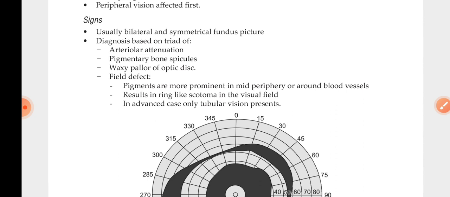Diagnosis is based on the triad of retinitis pigmentosa: arterial attenuation, pigmentary bony spicules, and waxy pallor of the optic disc.